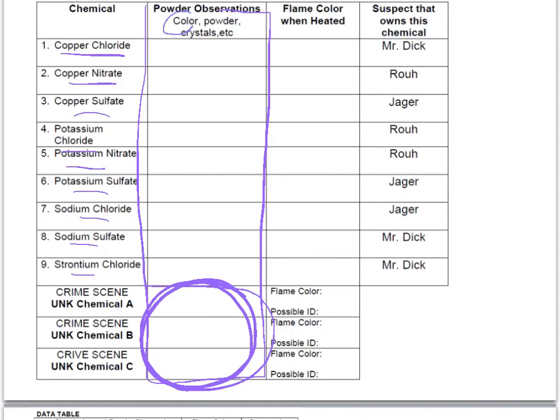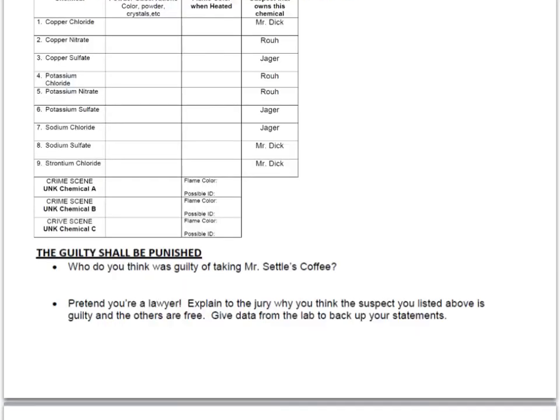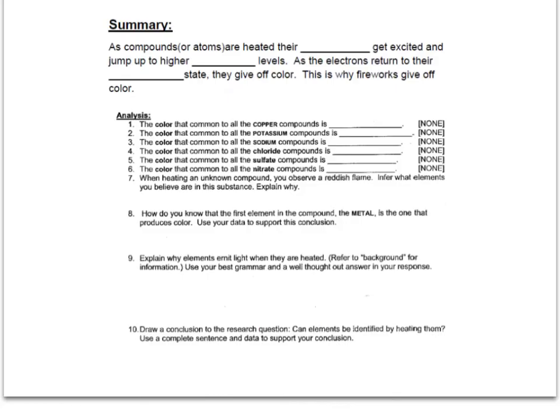So, for example, you'd tell me the color of copper nitrate. You'd tell me if it was crystal or powder form. You'd tell me the color, what it was when it was heated, and this is whose house we found it at, Rue's. We'll go through all 9 of those, and you'll also go to the crime scene, and you'll repeat the same thing, and you'll try to match the chemicals found at the crime scene to the ones that are listed above, and hopefully get a conviction for one of those teachers. Then there's some questions to answer, and that's the end of the lab.